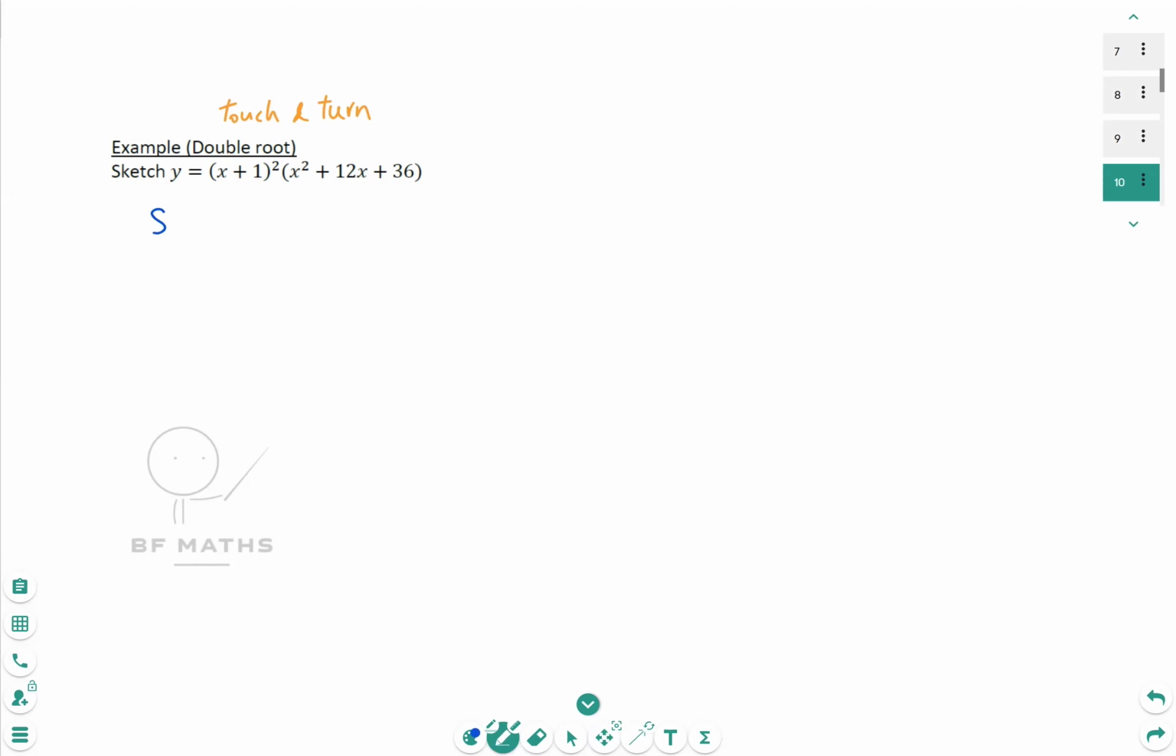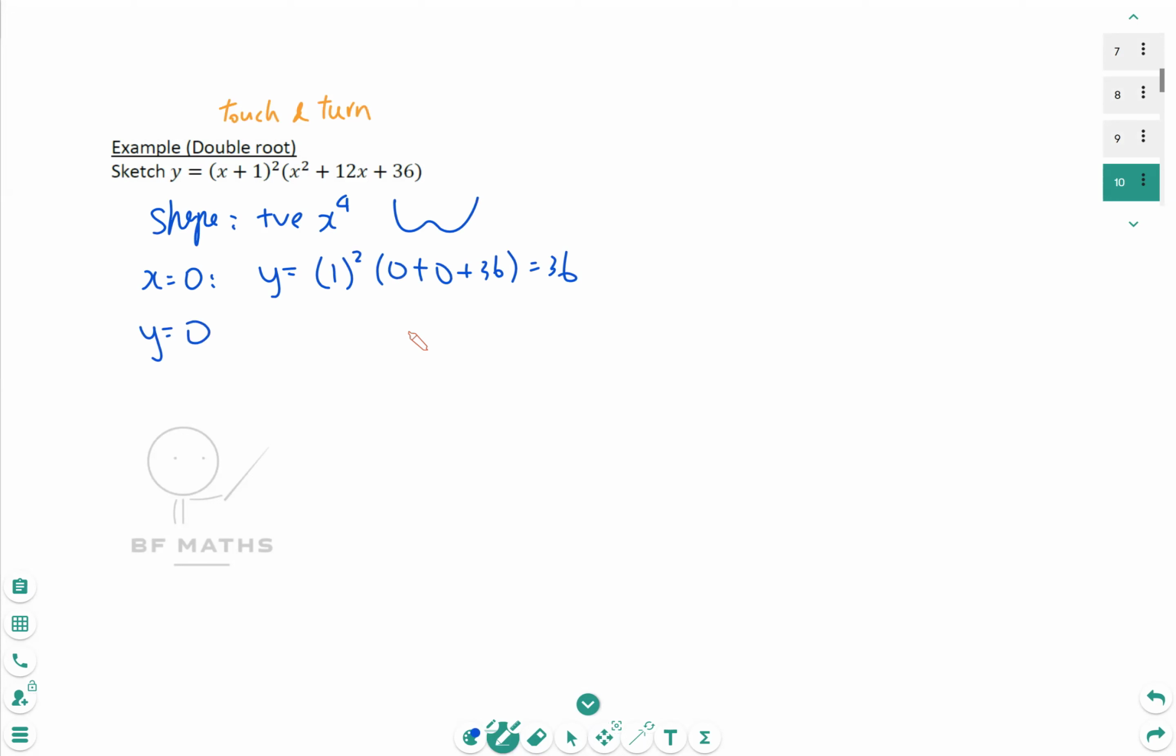So step 1, again, shape. Okay, x squared means positive times x squared is going to be positive x squared, x to the power 4, so we know it's going to be a W shape. When x equals 0, then y equals 1 squared times 0 plus 36, which literally gives us 36. Let me double check my answer. Yeah, 36. And I can't trust my mental maths.